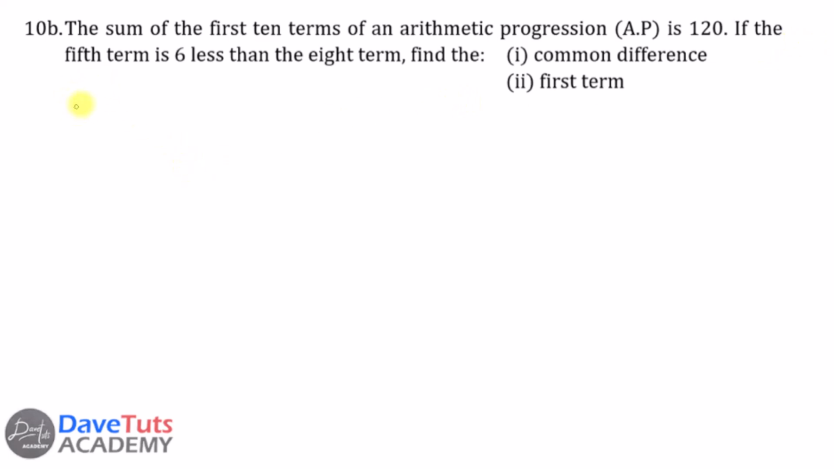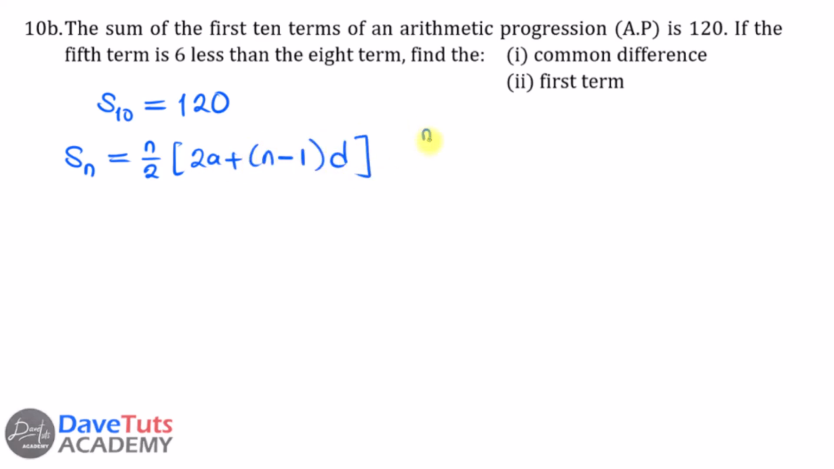So let's take the information we have here piecewise. In the first case, we are saying that the sum of the first 10 terms is 120. But from our understanding of arithmetic progression, what is the formula for the sum of the first n terms of an AP? It is n over 2 multiplied by 2a plus n minus 1 times d, where n is the number of terms.